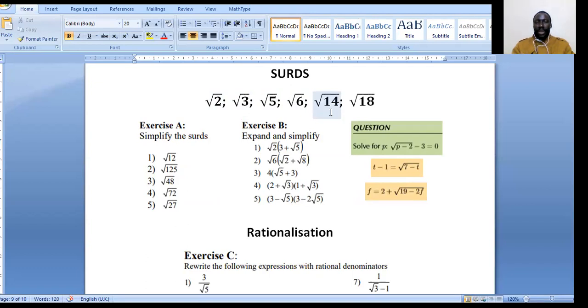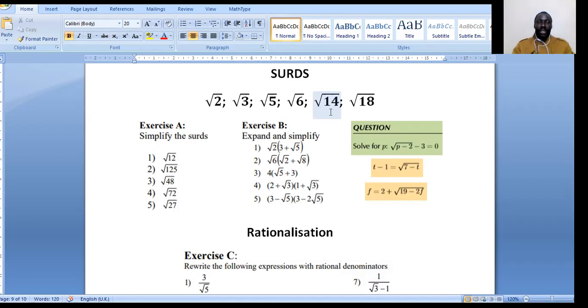Why are we interested in them? It's because sometimes we are required to simplify them. Sometimes we are required to add two surds, two irrational numbers. Sometimes we are required to subtract irrational numbers. Sometimes we are required to divide irrational numbers. Sometimes we are required to multiply irrational numbers. Let's start with simplifying.